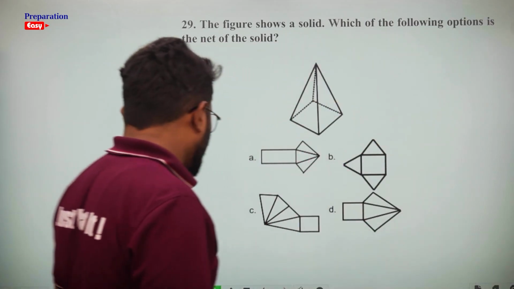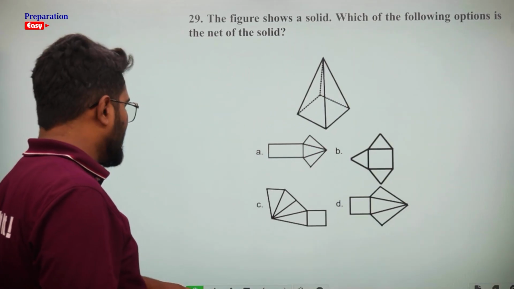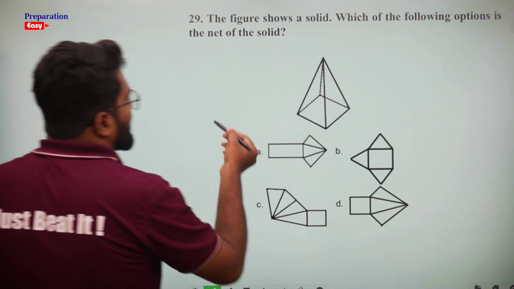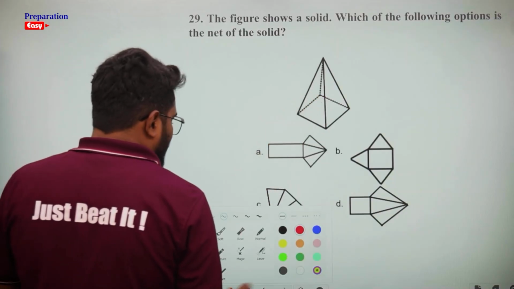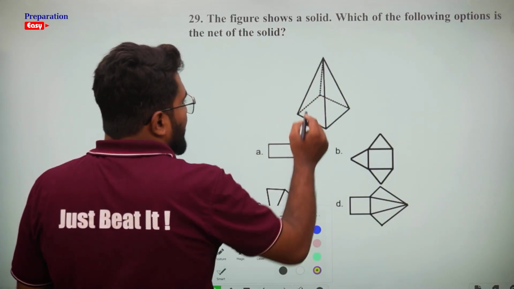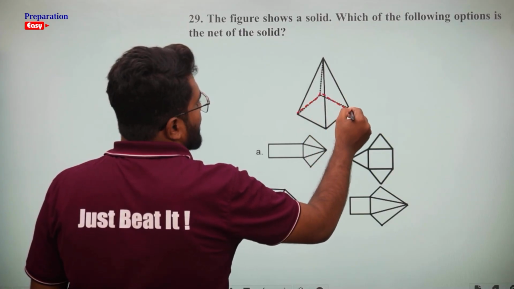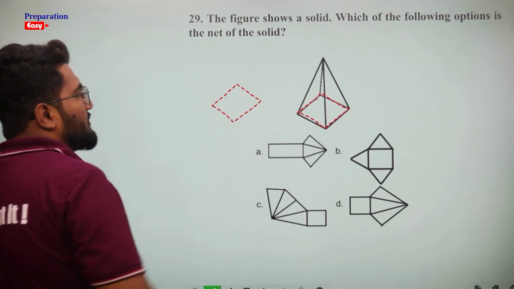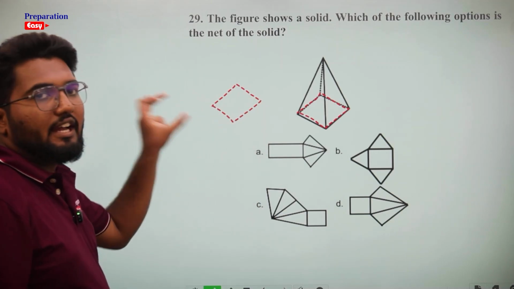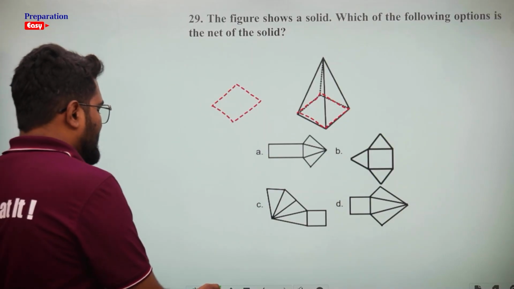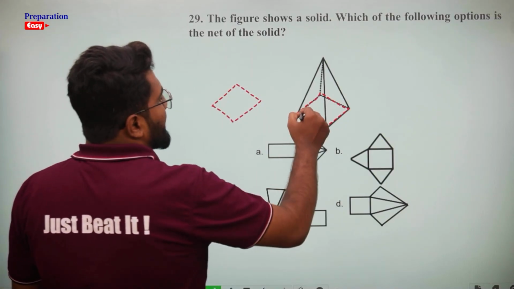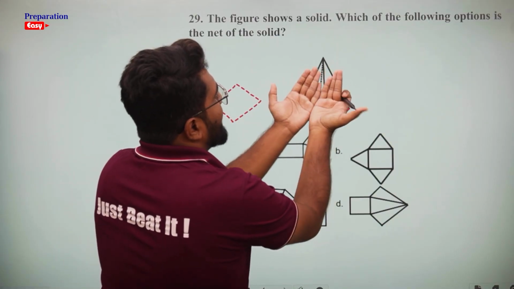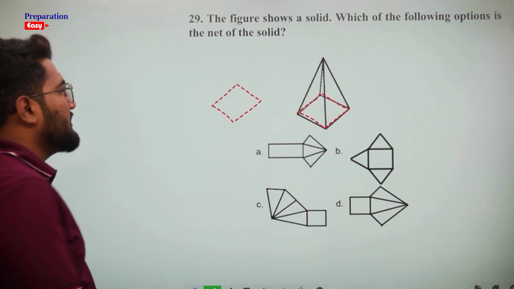Question number 29th. Which of the following options is the net of the solid? This is the solid. Just have a look at the base. Look at the base, it is a type of square. Okay, the base is like this one. Okay, this is a square, and on each side, there is a triangle. So how many triangles are there? This side one, this two, and back side two. So there are total 4 triangles.